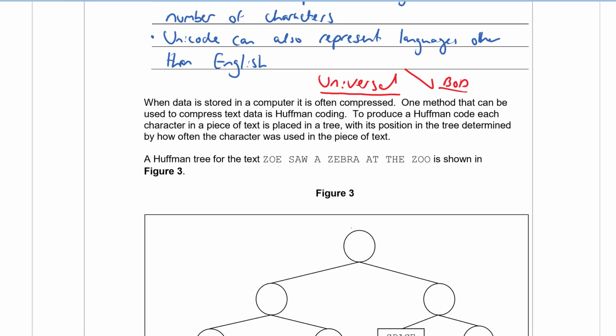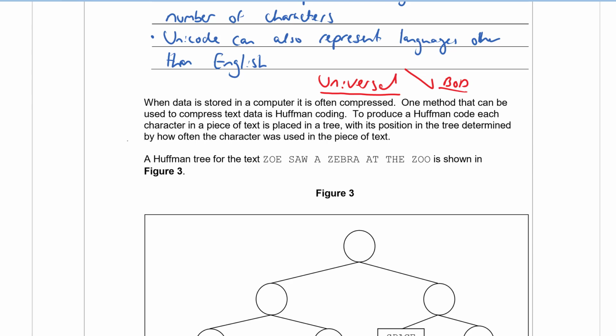Now, when data is stored in a computer, it is often compressed. One method that can be used to compress text data is Huffman coding. To produce a Huffman code, each character in a piece of text is placed in a tree, with its position in the tree determined by how often the character was used in the piece of text. You'll notice a trait of AQA is to explain a lot of the theory in their question papers.